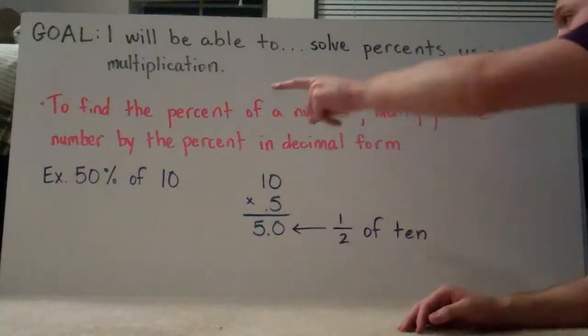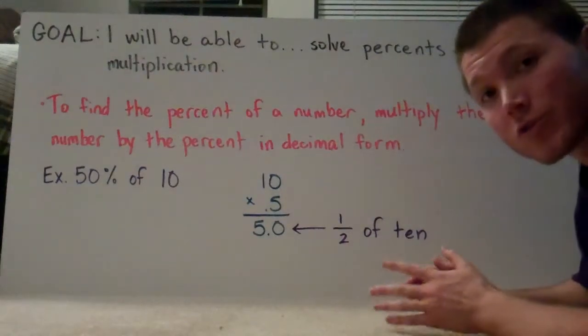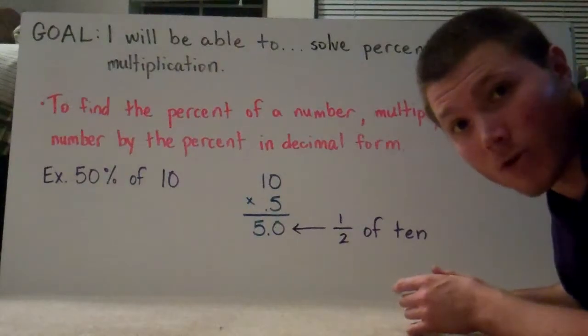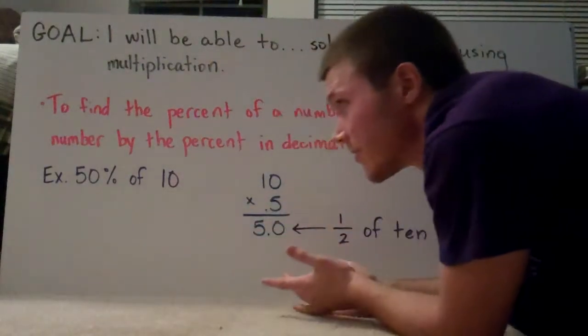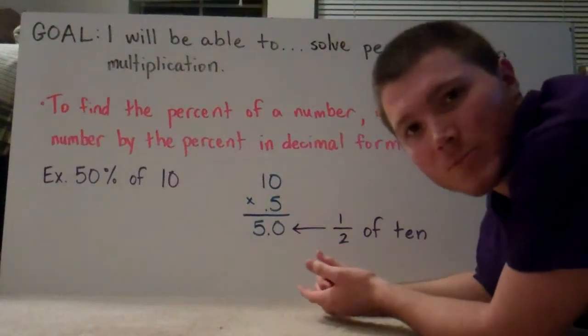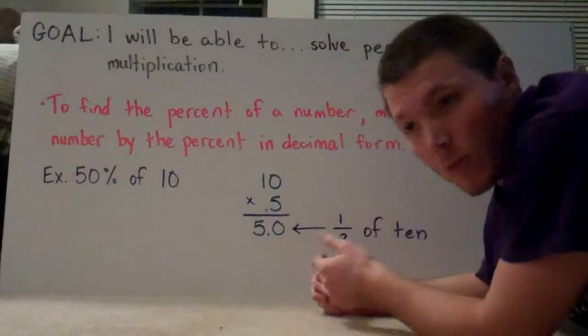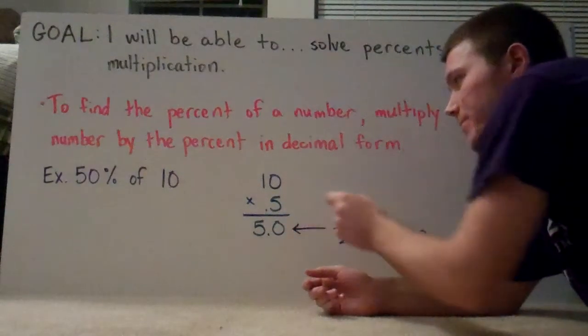Alright, but what I want you to write down is that to find the percent of a number, all you're going to do is multiply the number by the percent in decimal form. So for example, 50% of 10. Most of you guys probably already know 50% of 10 is going to be 5, right? It's half of 10. Well, the reason it works is right here.